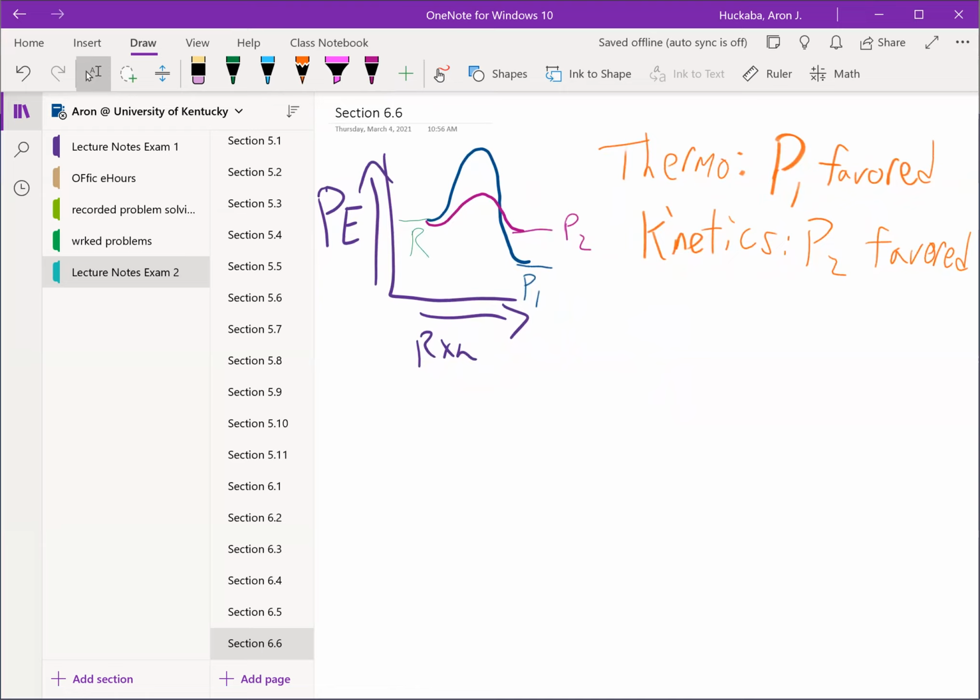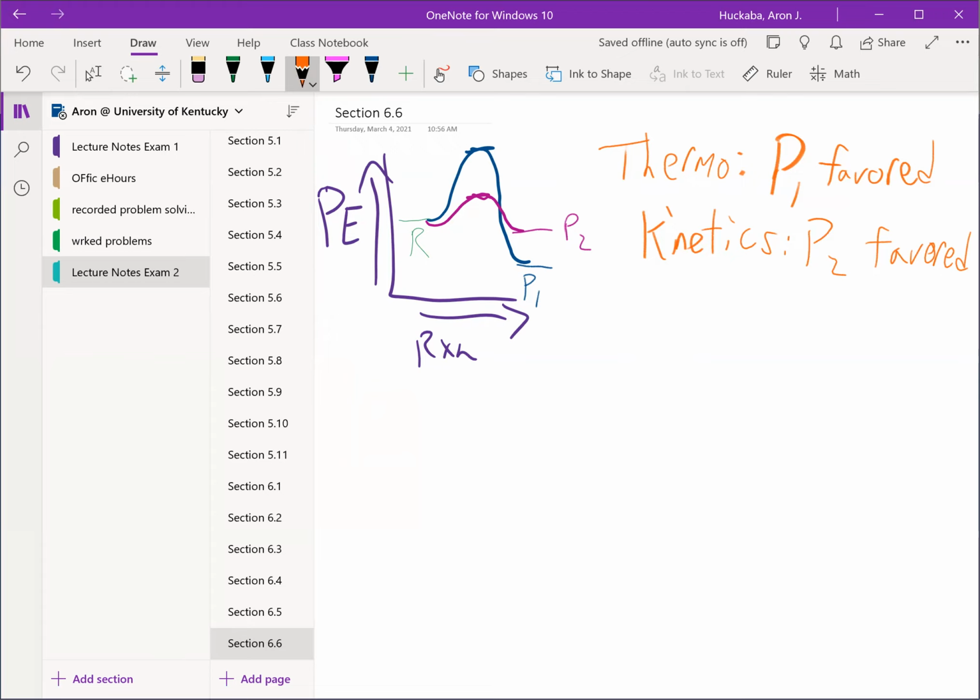And the answer is it depends on the temperature. Because here the activation energies of both are set, right? Here and here. The energies of the products are set. We don't know the sterics of the reaction. So the only thing that can change is the temperature. Remember, the temperature is kind of like the baseline energy here.